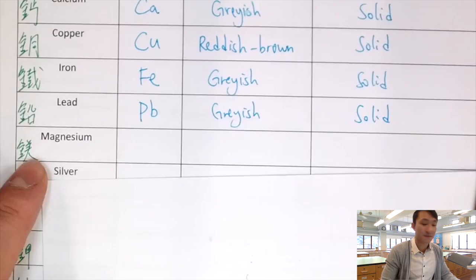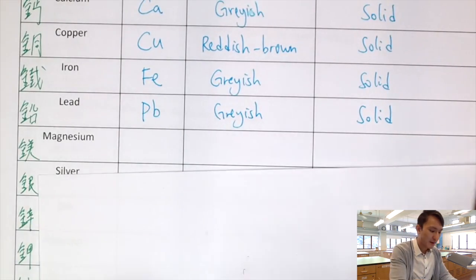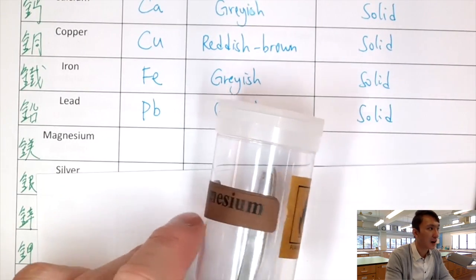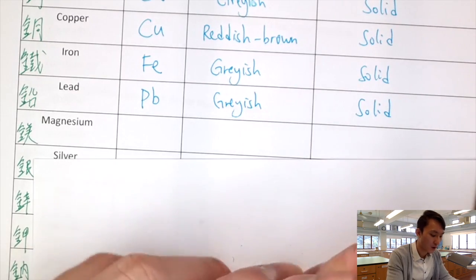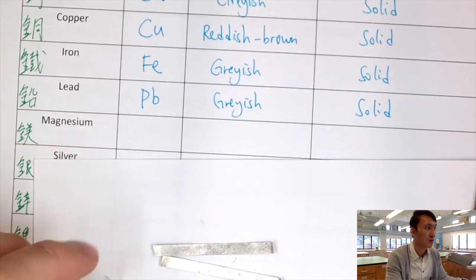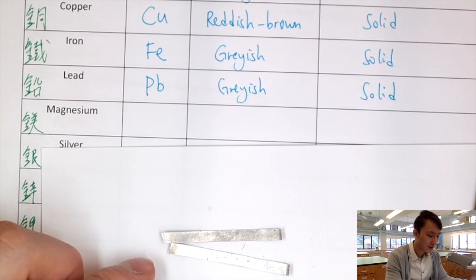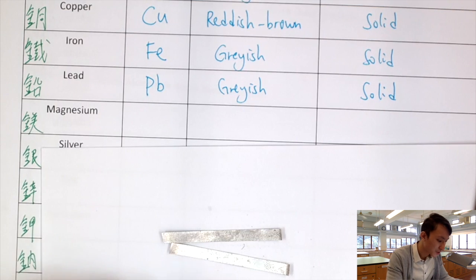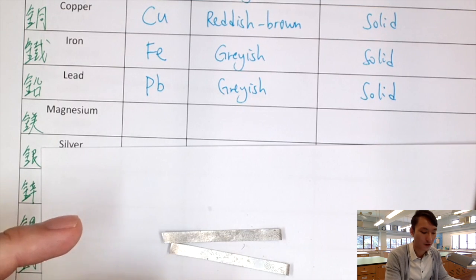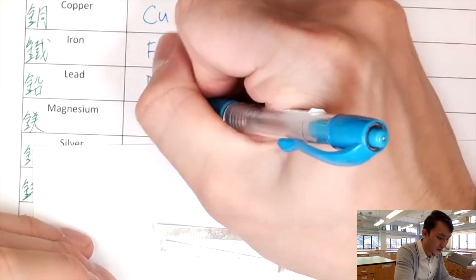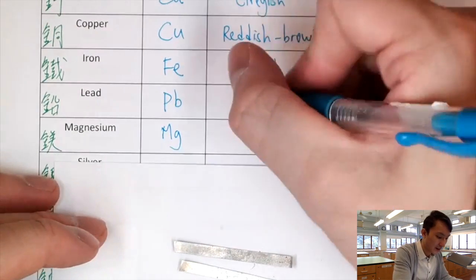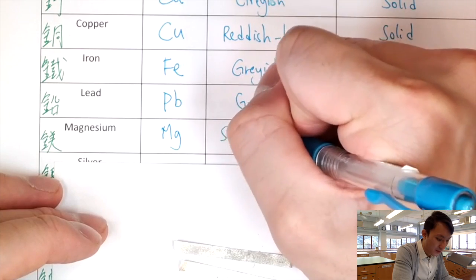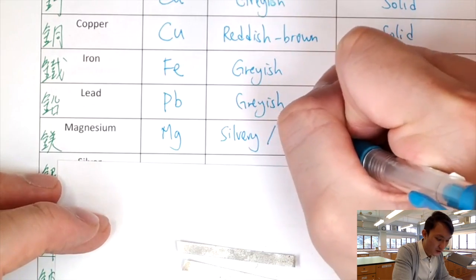Then we have magnesium. Magnesium, actually, you have seen that one before. We actually did an experiment in Form 1 where we burned the magnesium metal. Okay, so this is how it looks like. So it occurs to me a little bit silvery, but some part is grayish. So I will accept both silvery and grayish. Now, first of all, this is Mg, okay?